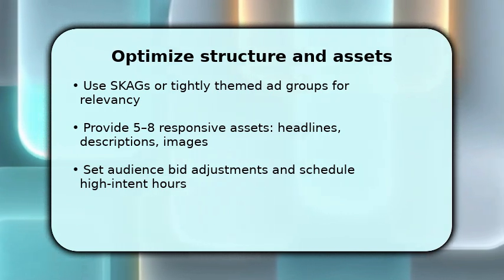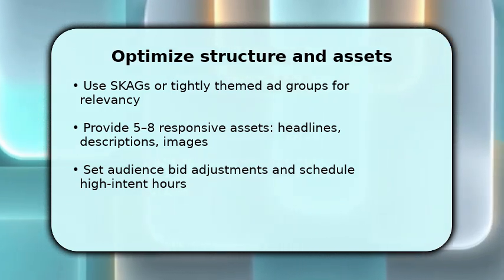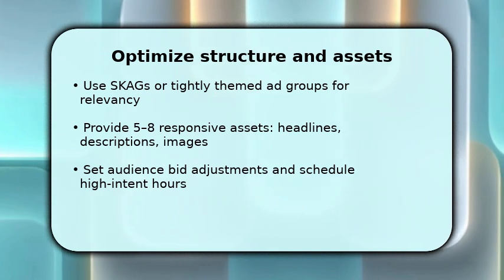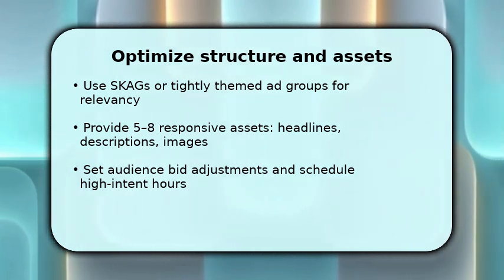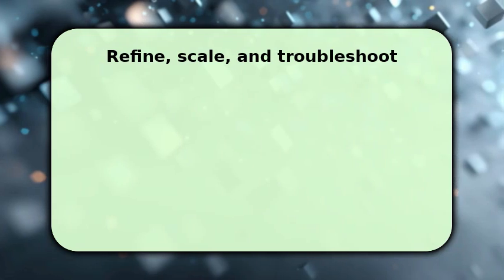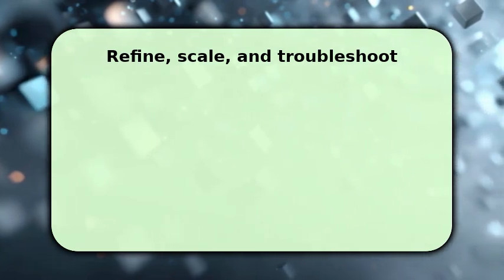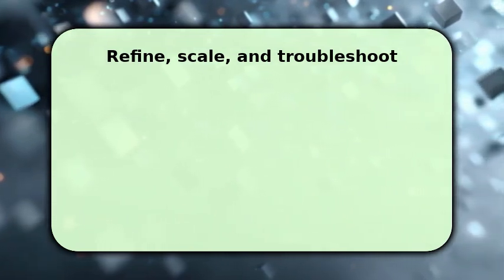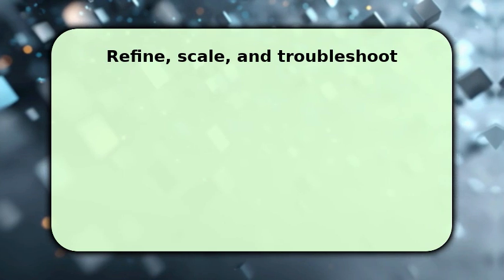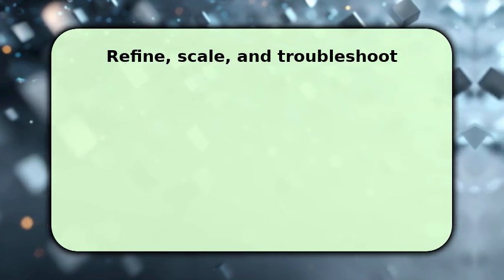Once asset performance emerges, pause weak variants. Finally, refine with controlled experiments. Shift 10 to 20% traffic to tests before full rollout so you know what truly improves metrics. When a variant wins, scale budgets gradually, 10 to 30% per week, while monitoring CPA and ROAS.